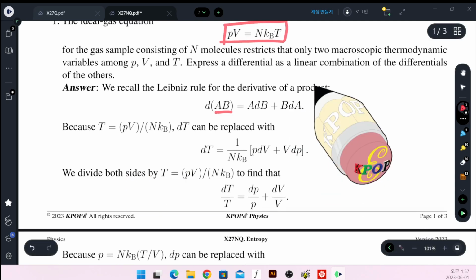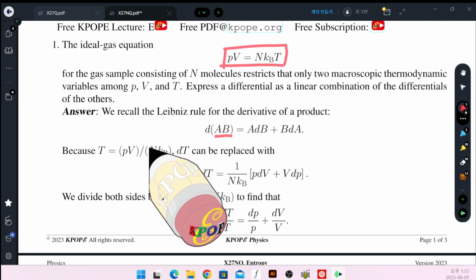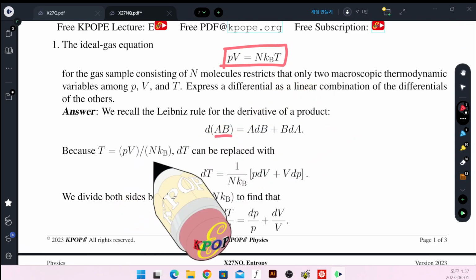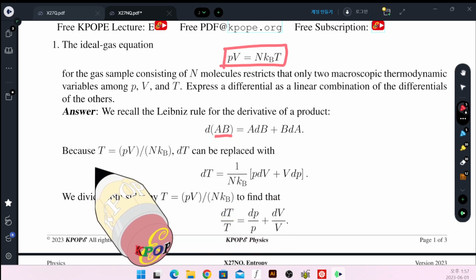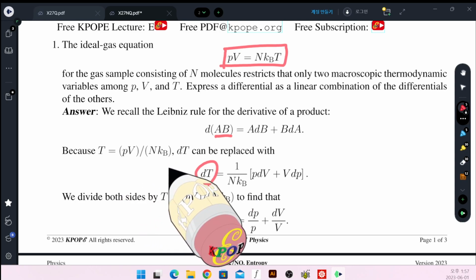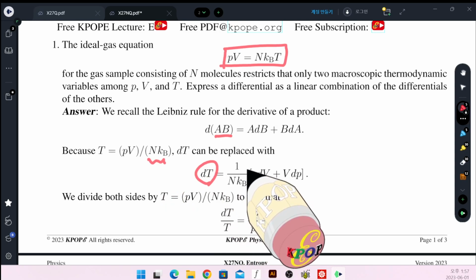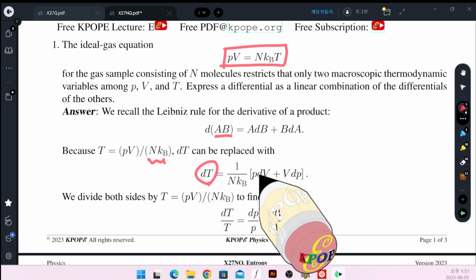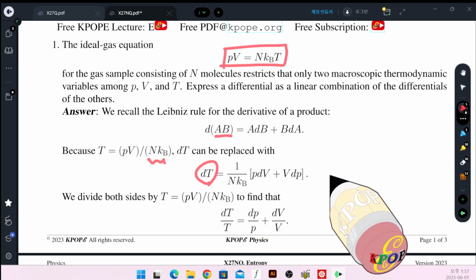Because we first would like to remove the dependence on T, T can always be expressed in terms of PV over NkB. Therefore, the total differential of T, assuming that the number of particles is fixed, is a constant factor 1 over NkB multiplied by PdV plus VdP.